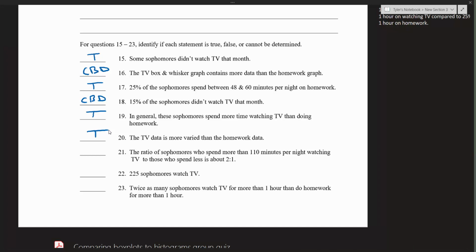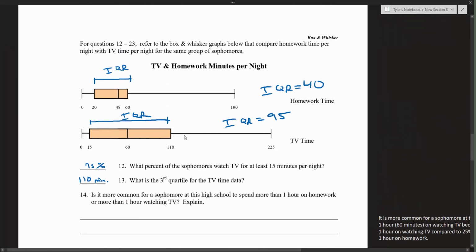Then 21 says the ratio of sophomores who spend more than 110 minutes per night watching TV to those who spend less is 2 to 1. So let's take a look at that.